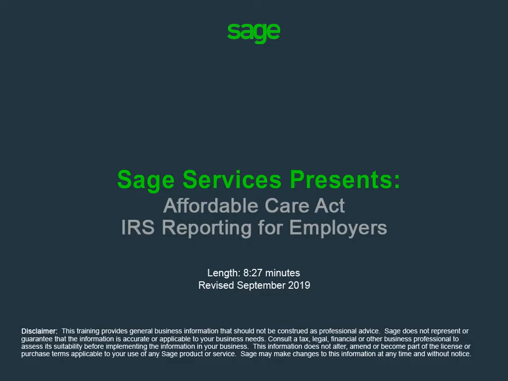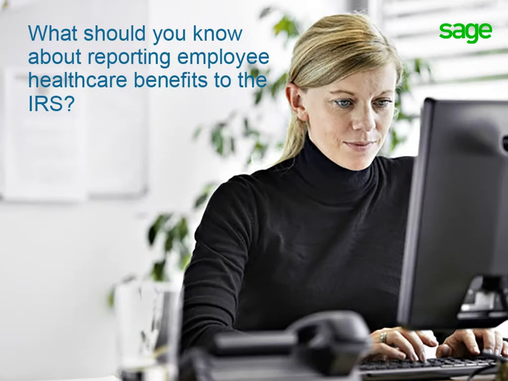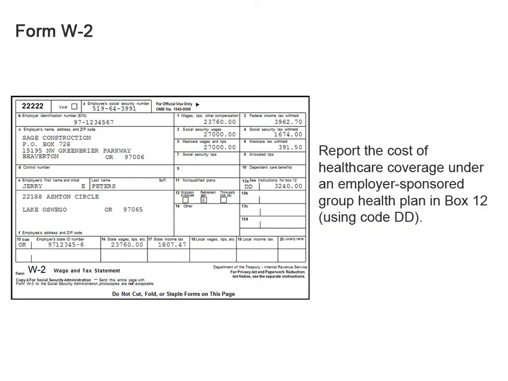more detailed information. As an employer, what do you need to know about reporting employee health care benefits to the IRS? On the Form W-2 wage and tax statement, you must report the cost of health care coverage under an employer-sponsored group health plan in Box 12 using code DD. The amount should include both the portion paid by the employer and the portion paid by the employee.